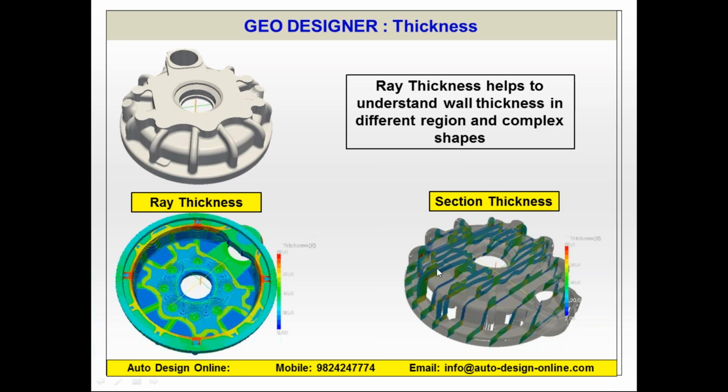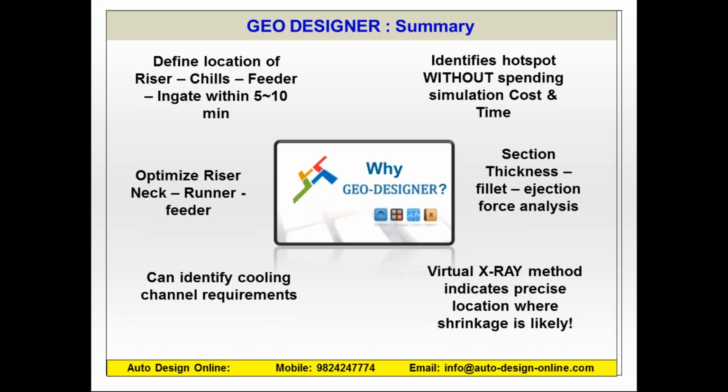So this is how you can correlate this casting part with the images you were showing earlier, transparent or in color. Okay. In summary, this tool is ideal to identify the location of chill, feeder or in-gates within 5 to 10 minutes, like we have seen practically. We can optimize the riser neck size, runner location or feeder location, or even the size. We can identify the cooling channel requirement in case of permanent mold casting. We can identify the hotspot without spending any simulation cost and time. So this is saving time and cost even for the simulation.